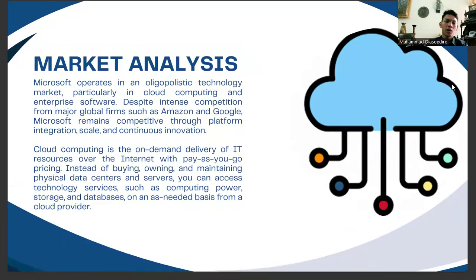Next, the market analysis. Microsoft operates in an oligopolistic technology market, particularly in cloud computing and enterprise software. Despite intense competition from major global firms such as Amazon and Google, Microsoft remains competitive through platform integration, scale, and continuous innovation. So we talk about cloud computing. What exactly is cloud computing? Cloud computing is the on-demand delivery of IT resources over the internet with pay-as-you-go pricing, instead of buying, owning, and maintaining physical data centers and servers. You can access technology services such as computing power, storage, and databases on an as-needed basis from cloud providers. For example, Microsoft has cloud computing called Microsoft Azure or Microsoft 365.